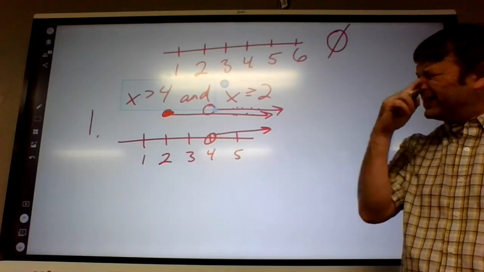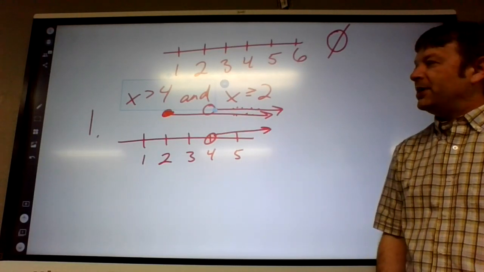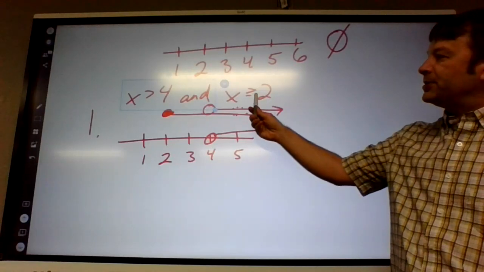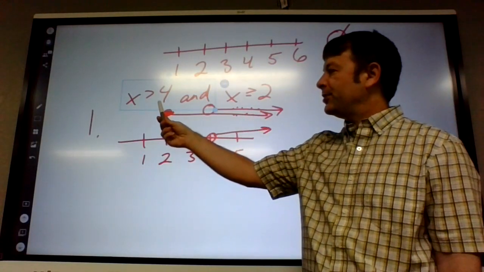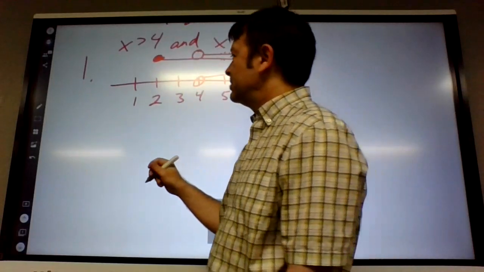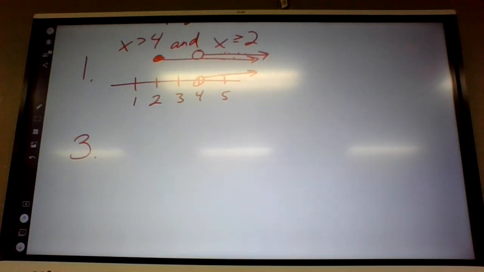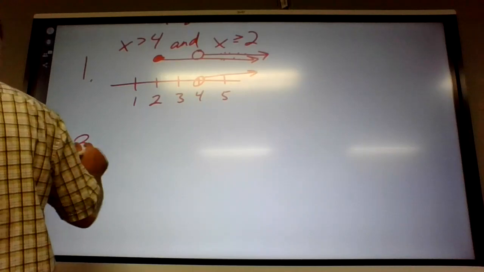Does that make sense? Yep. Okay, you can't say like 3 is greater than or equal to 2, but it's not greater than 4, so 3 wouldn't work. So anyway, all the numbers to the right of 4. All right, number 3, x is greater than negative 3.